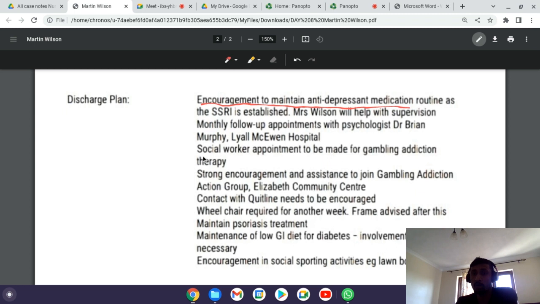Social worker appointment to be made for gambling addiction therapy. Yes, but that's why we are writing this letter. Okay, so you are writing a letter to this social worker. Okay, and you don't want to mention that. That is the purpose of the letter. But it is important, isn't it? Okay, strong encouragement and assistance to join Gambling Addiction Action Group, Elizabeth Community Center. That's needed. It's because the gambling addiction therapy is why we are going to write this letter.